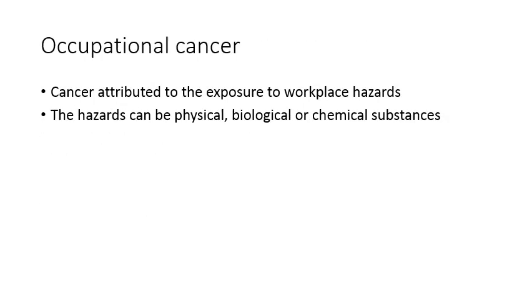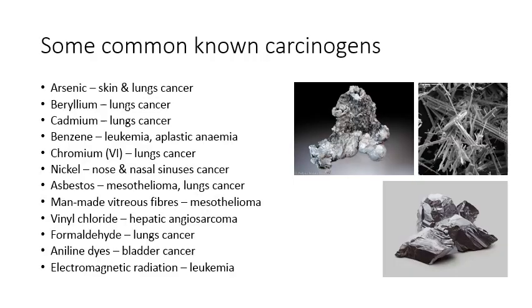Occupational cancer is cancer caused by exposure to workplace hazards. The hazards can be physical, biological, or chemical substances. The diagnosis of occupational cancer is frequently challenging due to difficulty in establishing the dose-response relationship between the exposure and outcome. These are some commonly known carcinogens in the workplace. Most of the carcinogens are chemical substances. Physical hazards such as X-ray, sunlight, and other ionizing radiations are known to cause cancer as well.